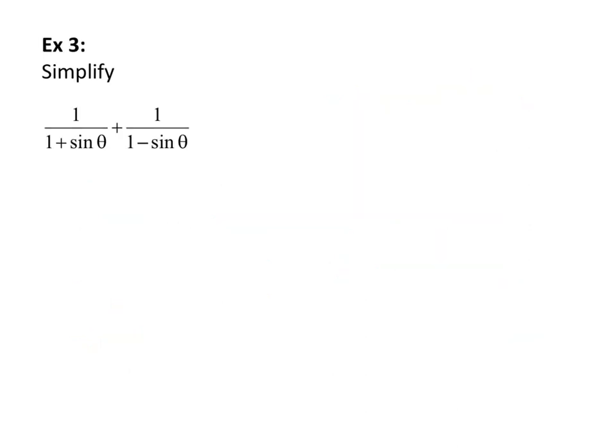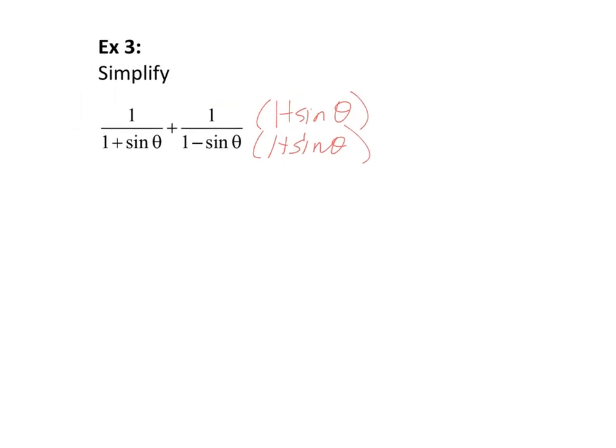All right, example 3. Okay, we have 2 fractions we're adding up. And when you're working with fractions, what do you need? A common denominator. So yes, we have to multiply the denominators by each other. Okay, and let me shift everything over here a bit. Okay, and I have 1 minus sine theta times 1 minus sine theta.